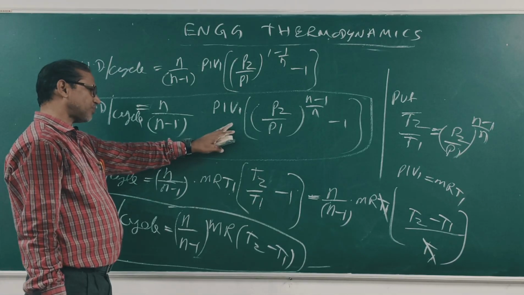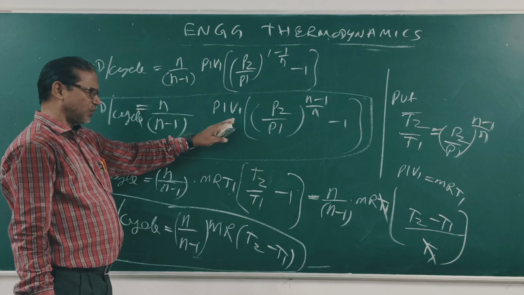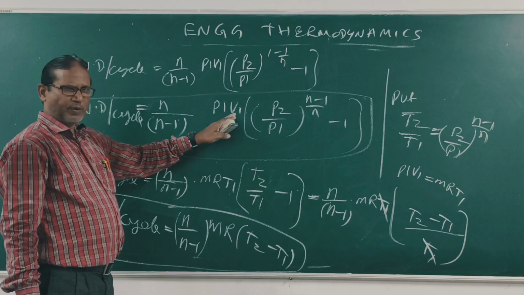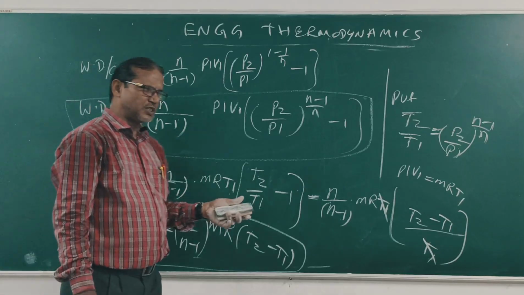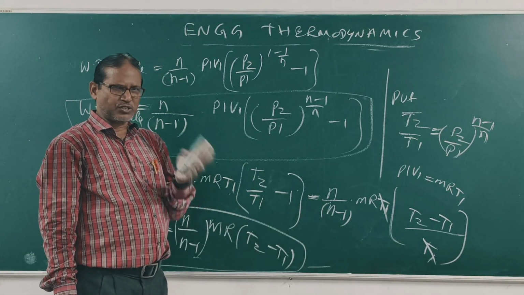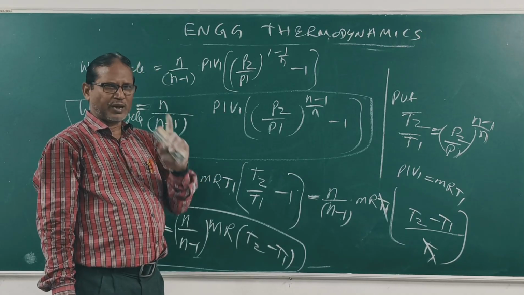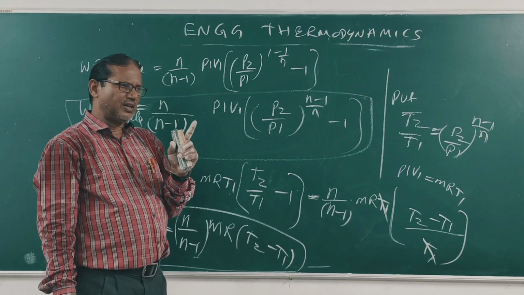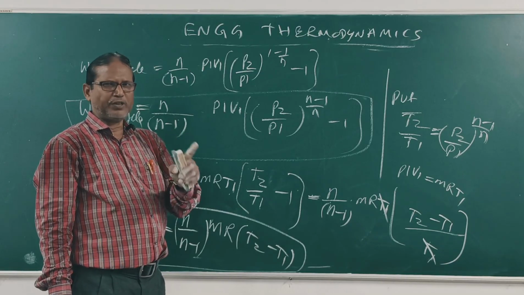Now, next class I will start this topic. This is for PV^n constant, the polytropic process. Next, I will derive the expression for the work done for the adiabatic process, when the process follows the law PV^gamma is constant. Then the isothermal process, when the process follows the law PV is constant.